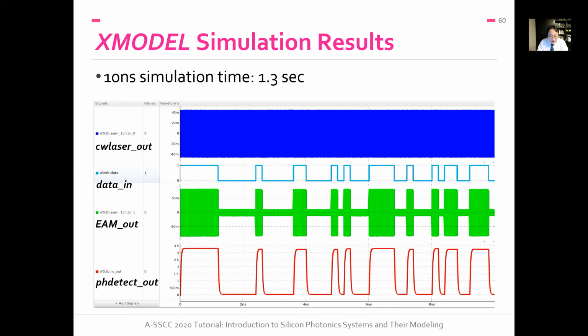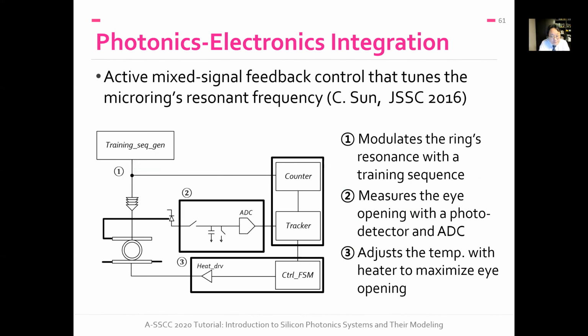But none of these really address the challenge that I mentioned earlier. So let's talk about a system that has a high level of integration between the photonics and electronic components. This is an example that was published in JSSC 2016 by Dr. Chen Sun. He is a graduate of UC Berkeley, and he's now a CTO at IR Lab.